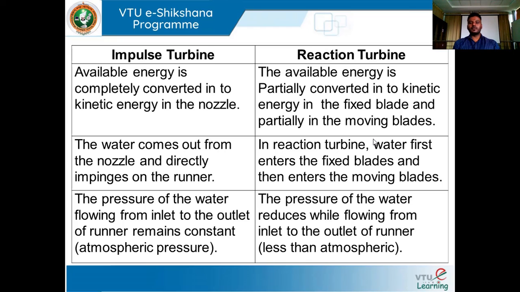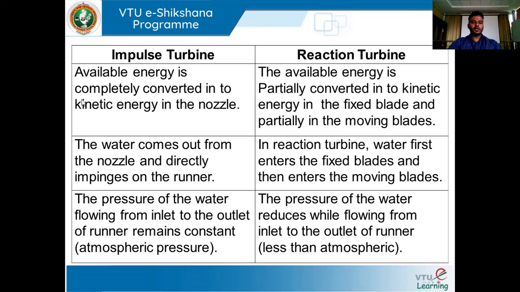In the case of a reaction turbine, the water possesses kinetic energy as well as pressure energy, and a part of pressure energy gets converted into kinetic energy. So here, the pressure energy gradually decreases once the water flows over a series of fixed blades and then moving blades. Nozzle is absent in the case of reaction turbine, but that nozzling effect is induced by the shape of the fixed blade.